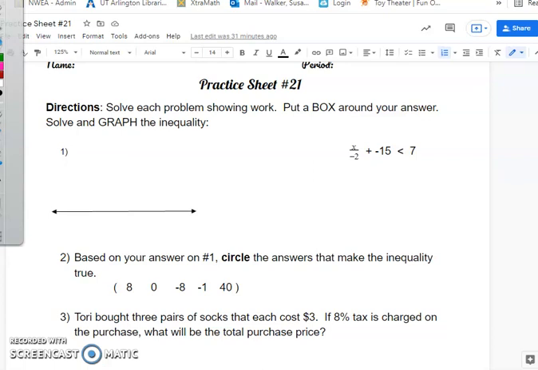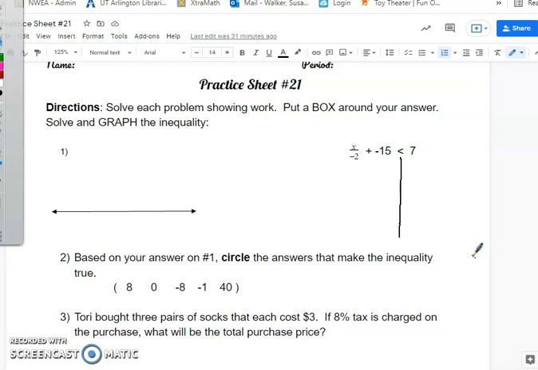Hey everyone, we are going to work on practice sheet 21. I wanted to put a problem like this in here today. We've been doing them week after week and I'm seeing a mistake. Remember, whenever we solve this type of problem, the first thing I would do is figure out if we need to flip the sign or leave it the same. On the last one, we did not have to flip the sign.